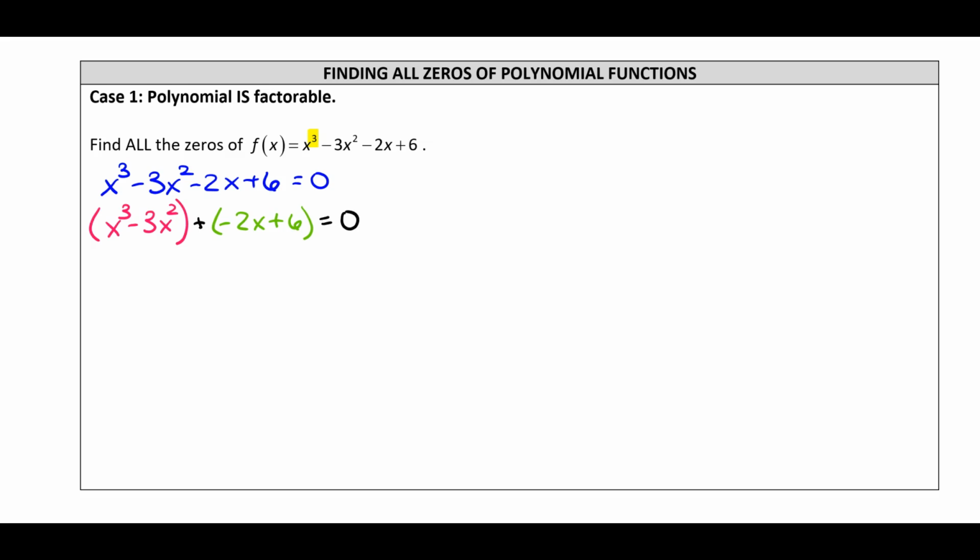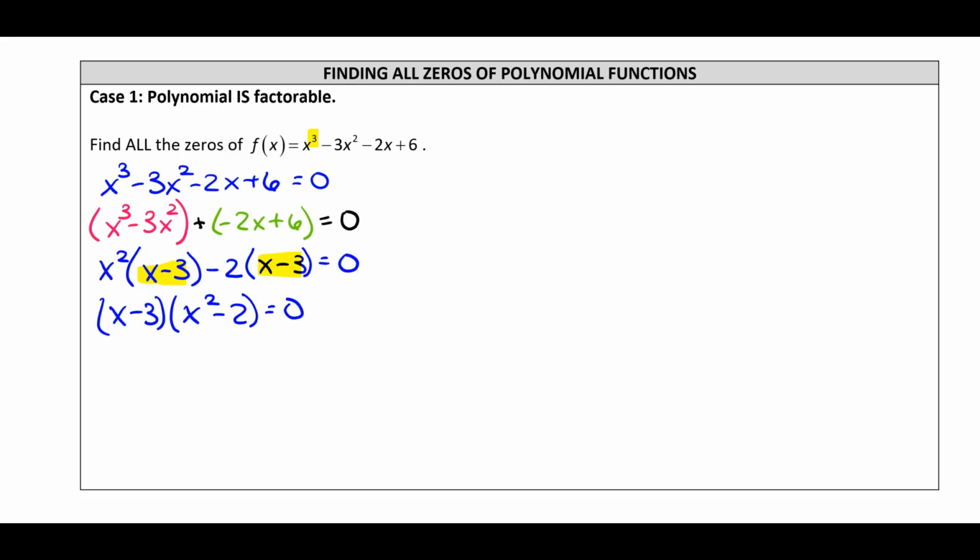Okay, so now the GCF of our first set of terms is going to be x squared, and our leftovers would be x minus 3. So x squared comes out of the first group, x minus 3 is left. In the second group, a negative 2 comes out, and we would be left with x minus 3 as well. So now, this x minus 3 is our common factor. So we would write down x minus 3, and then times what's left, x squared minus 2.